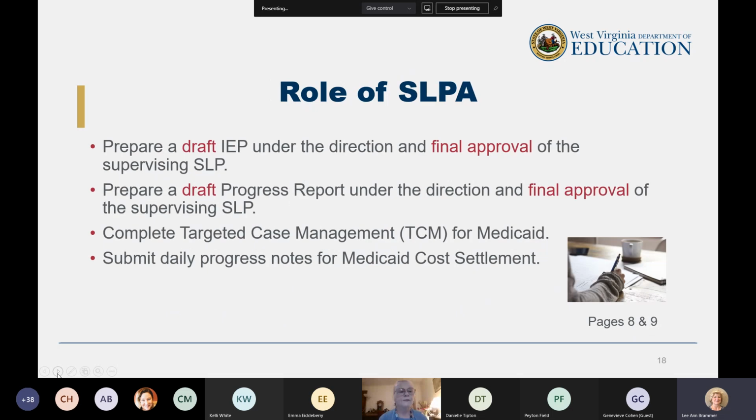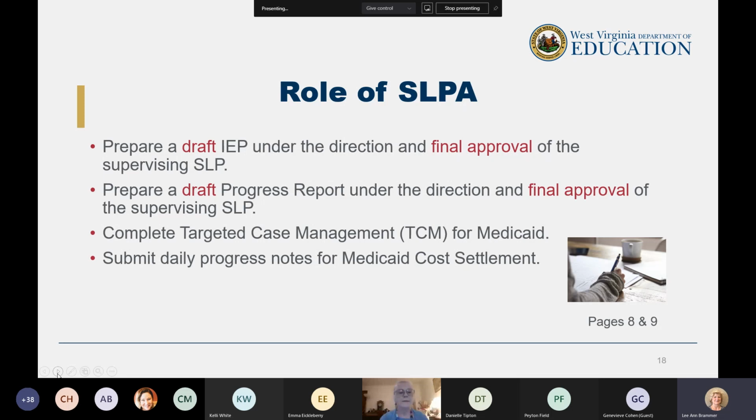So also, this is the biggie, and these are the things that we get lots of questions about. You prepare a draft IEP under the direction and final approval of the supervising SLP. So you can draft it because you're the one who knows the student the most, but then the SLP needs to review it. Same thing with the progress reports. You're the one that's doing the daily documentation, and you're the most in tune to their progress. But the supervisor needs to provide the final approval.